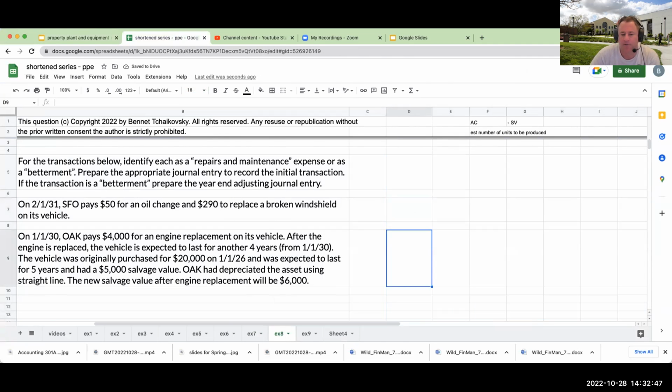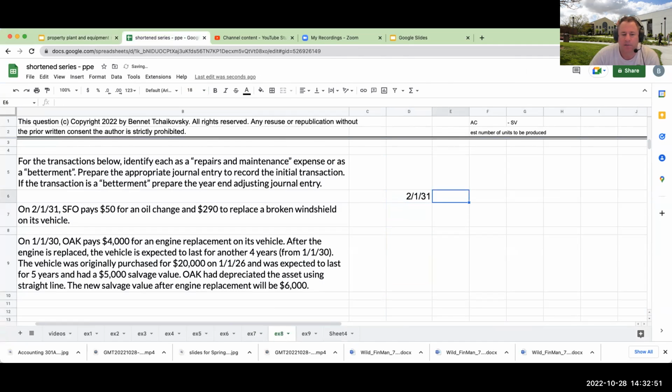So over here on 2131, I pay 50 for an oil change and 290 to replace a broken windshield on a vehicle. Right. So what would I go through and do? I'd say, well, repairs and maintenance expense. And I could put this over here at, if it's to the same company, 340. Now, if I'm trying to itemize what I'm tracking in terms of oil, I would probably say repairs and maintenance expense, broken window, repairs and maintenance expense, oil change, right? So if you're trying to do subcategories to do tracking by expense, you could do that, but this is more for just general knowledge.